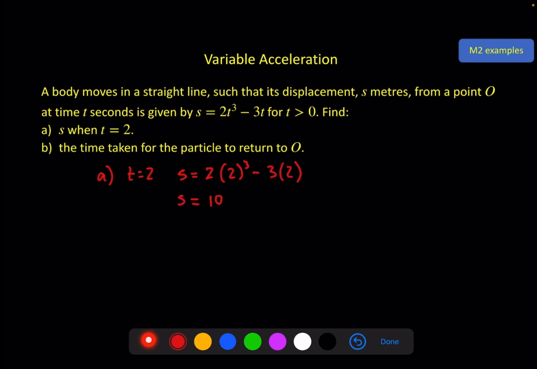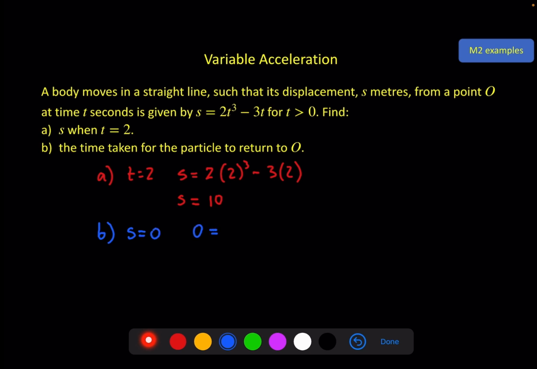Part B is very similar, but now we're going to substitute a displacement and find the time. So we want the time taken for the particle to return to O. Now the difference between displacement and distance is very important here. When the particle returns to O, the distance is how far it's gone and then how far it's come back. But the displacement is the distance from its starting point. So when it returns to its starting point, the distance from its starting point is 0. So part B is asking us to find t when s equals 0.